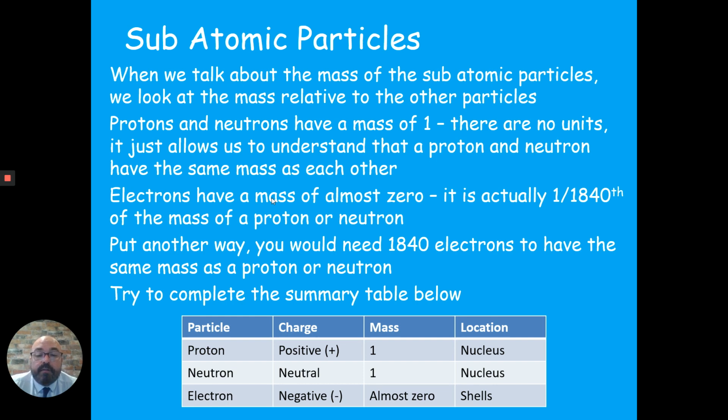And then the electron has a negative charge. Its mass is almost 0, and you are fine to quote that mass as almost 0. If you can remember the 1/1840, brilliant, but you will not get any loss of credit if you just say almost 0 for the mass of an electron in an exam. And the electrons are found in those shells or energy levels.